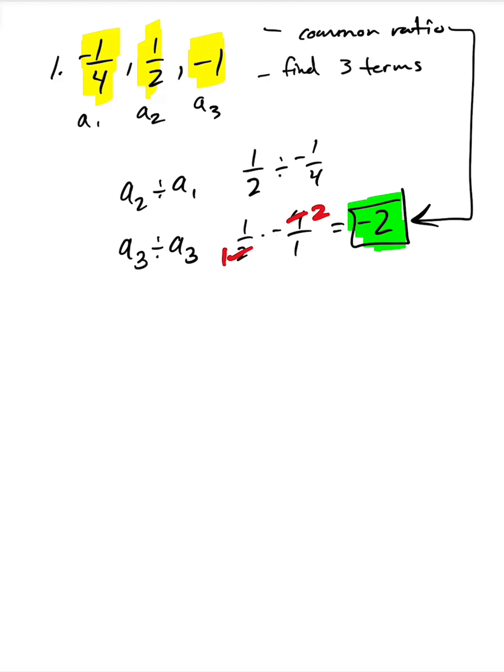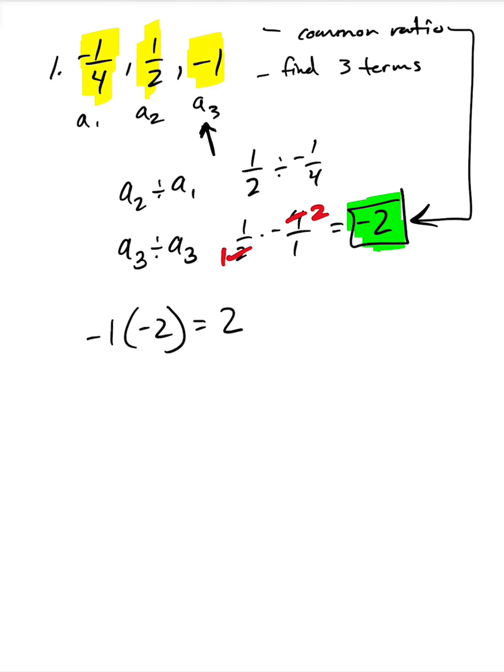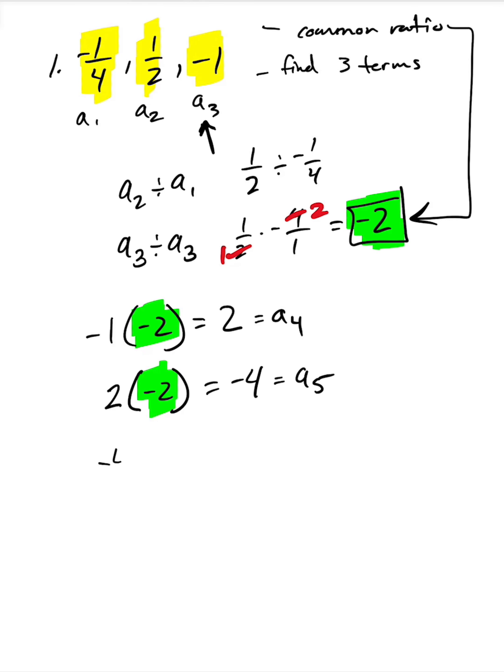So now that I have my common ratio, I can use it to find the rest of my terms. My A3 is negative 1. I multiply that by negative 2, and that gives me a positive 2. And that is my A4. To find my fifth term, same thing. I multiply my fourth term, 2, by negative 2, my common ratio, and I end up with negative 4. This equals my fifth term. I can just keep going on and on. My fifth term is negative 4, multiplied by my common ratio, negative 2, and I end up with a positive 8. And that equals my sixth term. Okay?